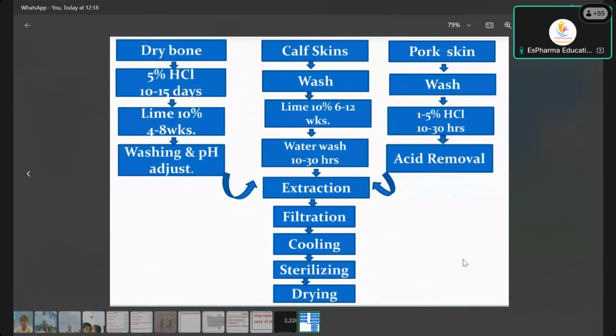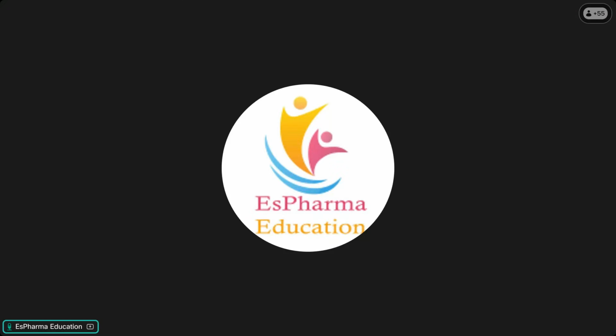Okay. With this gelatin, what do we have to do? Actually, a few other characteristics are also there. We'll study that, followed by the shell preparation. I'll send you this picture in the group. We'll continue.